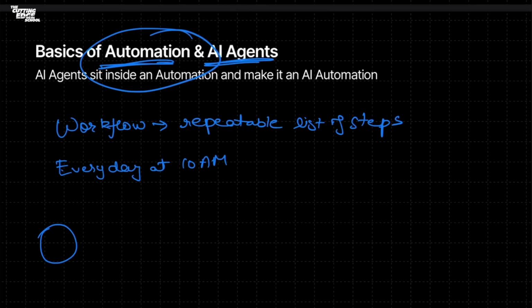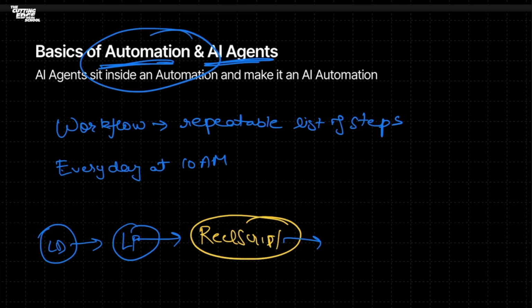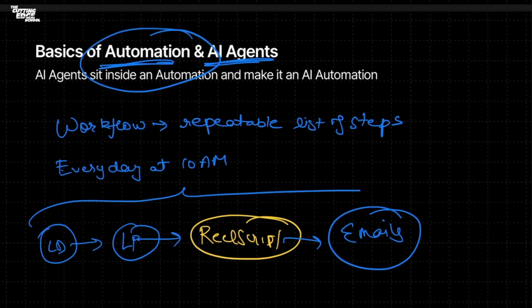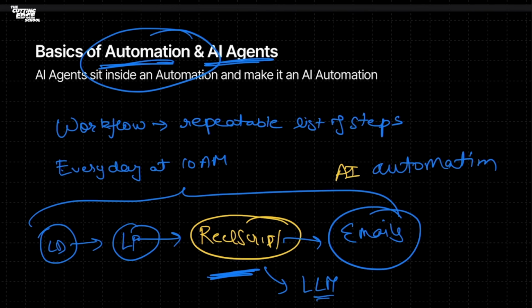But what if this is my LinkedIn profile, and then my AI takes the LinkedIn profile and writes a real script using intelligence and then emails me. So again, this was an automation before, but now that one single component, this one right here, is using a large language model, and large language models are nothing but intelligence. I'm talking about the core intelligence of an AI that is derived from an LLM. This thing now becomes an AI automation.